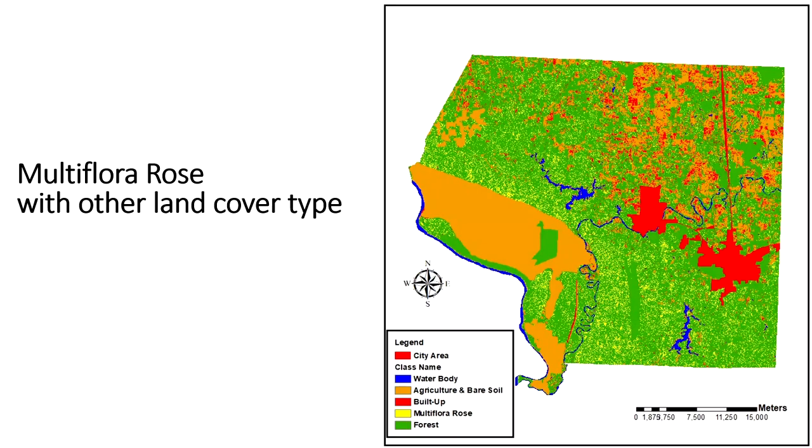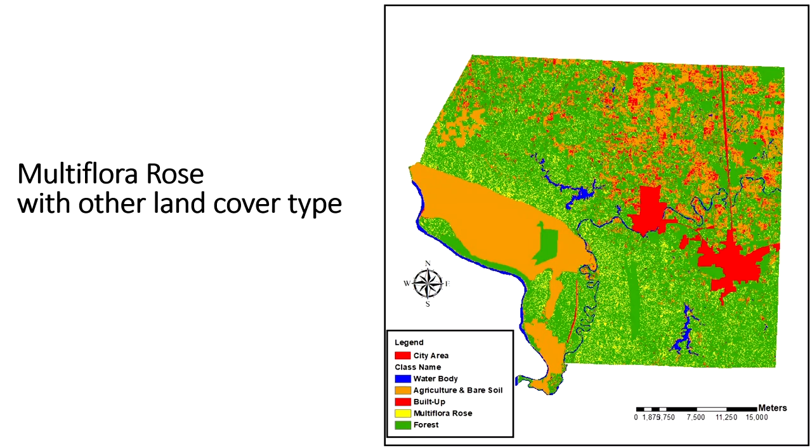Multiflora rose. The main objective is how much distribution of multiflora rose there is in southern Illinois, Jackson County. And for this city boundary of Carbondale and Murphysboro, I just downloaded the Tiger shapefile and overlaid it on the image. There's a small SIU Campus Lake that is covered by that one.